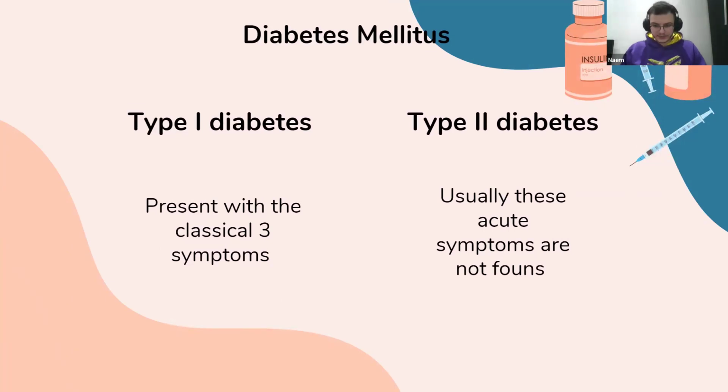Okay, type 1 diabetes usually presents with the classical three symptoms that we talked about: polydipsia, polyphagia, and polyuria. Type 1 diabetes patients, when they come to the clinic, usually come with these three symptoms. It's very clear.